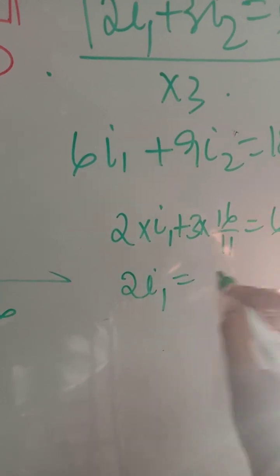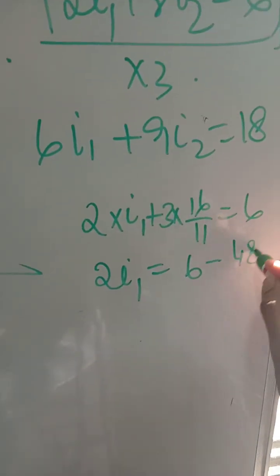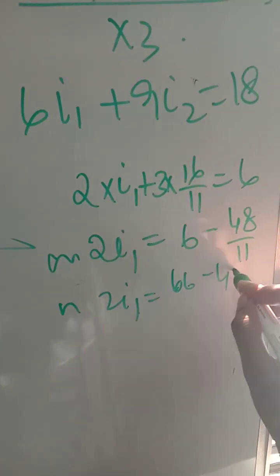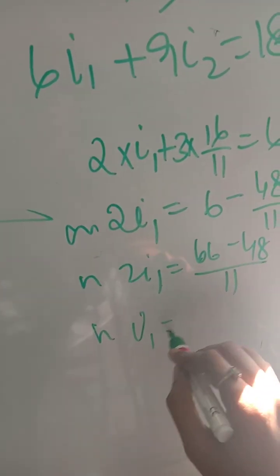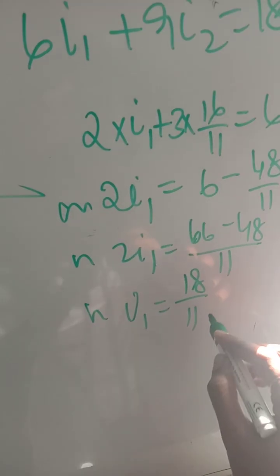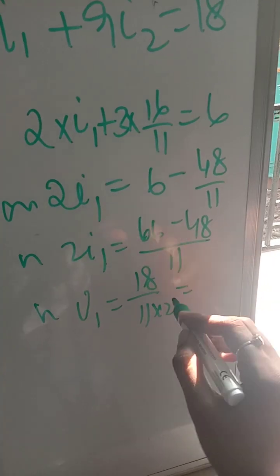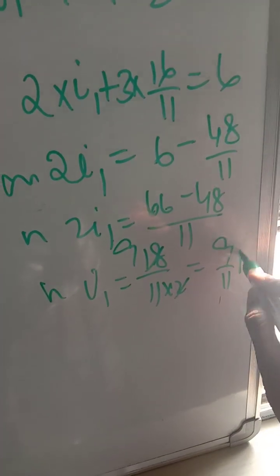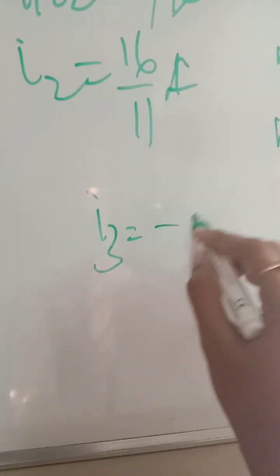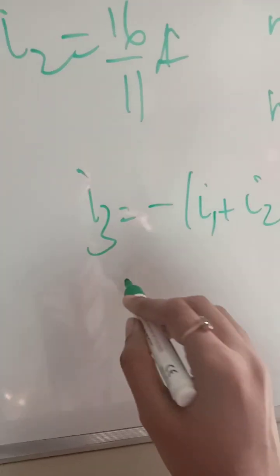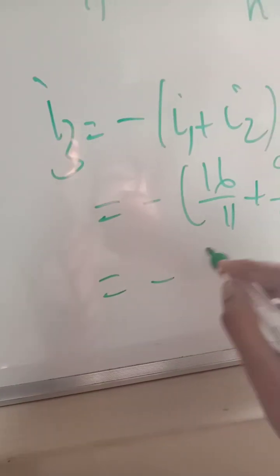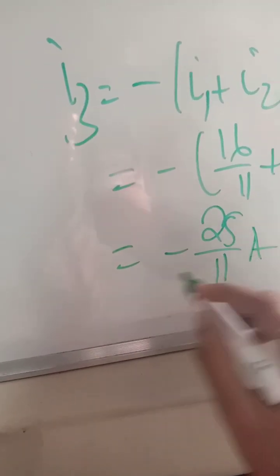So 2I1 is nothing but 6 minus 48 by 11. So 2I1 equals 66 minus 48 by 11. So I1 is 18 by 11 divided by 2, that is 9 by 11 ampere. This is also in ampere. And what about I3? I3 is minus I1 plus I2. So minus 9 by 11 plus 16 by 11, that is 7 by 11 ampere, the value of current.